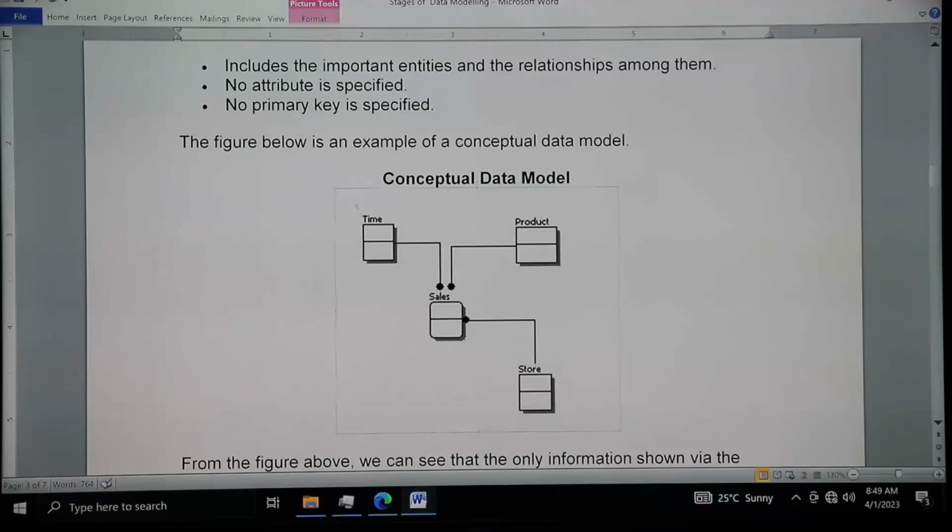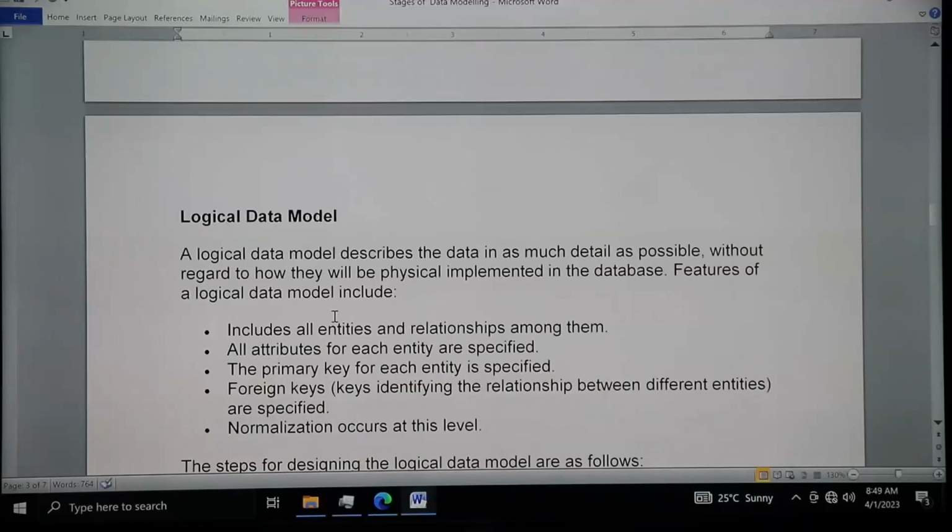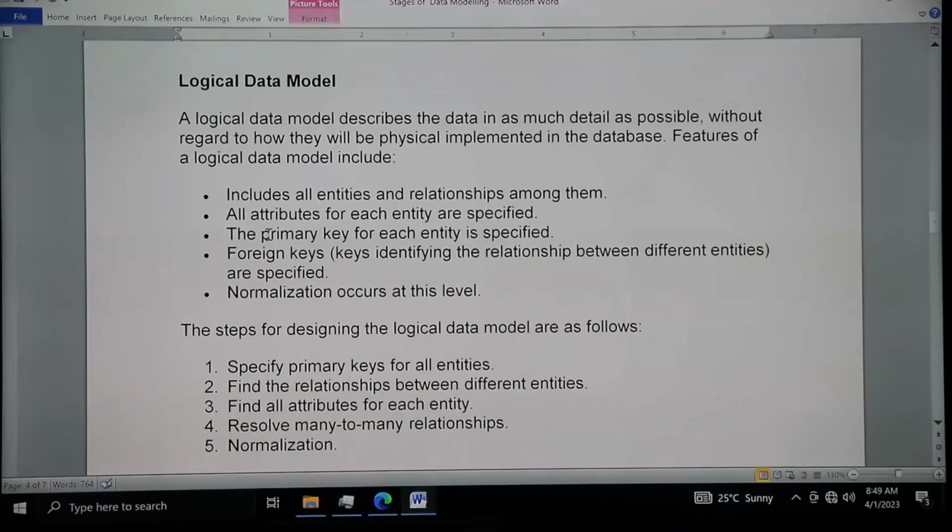But in the logical database model, we add details so that every entity will have a list of attributes. You take products and its attributes. That is expanding this. That is the logical model. We will describe the details. It includes all entities and the relationships among them, and the attributes for each entity are specified. Then the primary key for each entity is specified, the foreign key, and normalization.